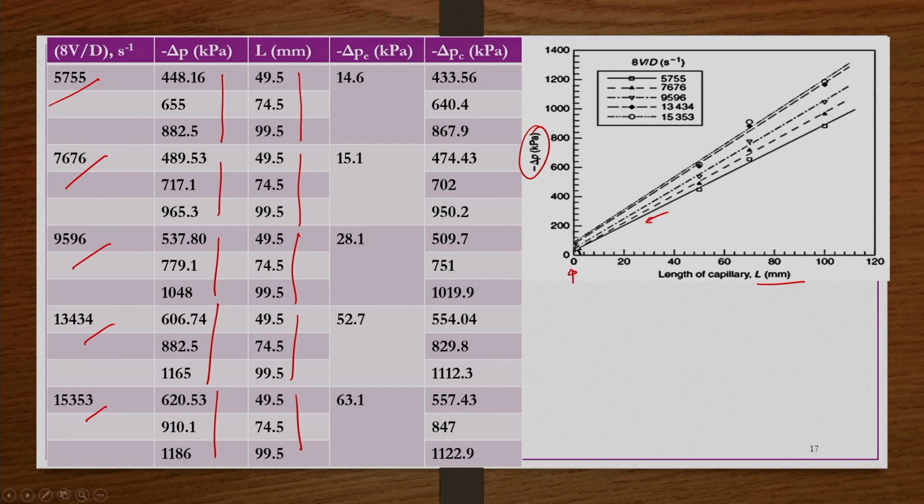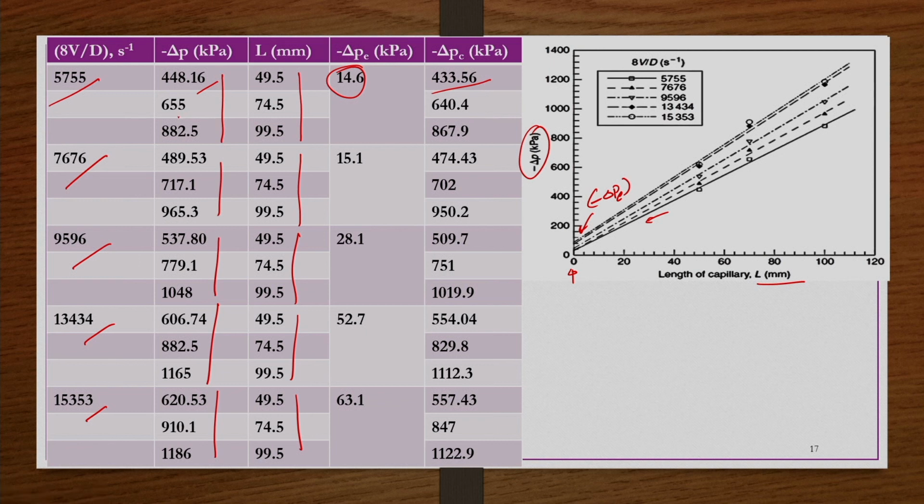Right. So, L equals 0 when you extrapolate. Then you get this minus delta P E for each 8V by D. For the first 8V by D of 5755 second inverse, what is minus delta P E? You get 14.6. This 14.6 you have to subtract from 448.16. So, then you get 433.56.